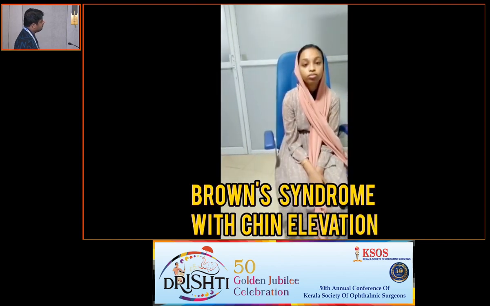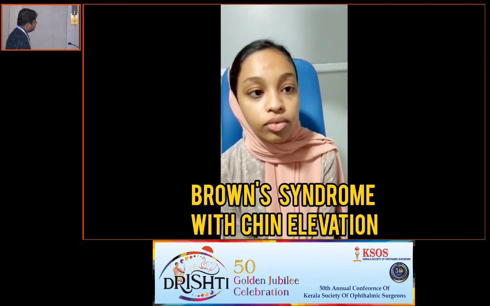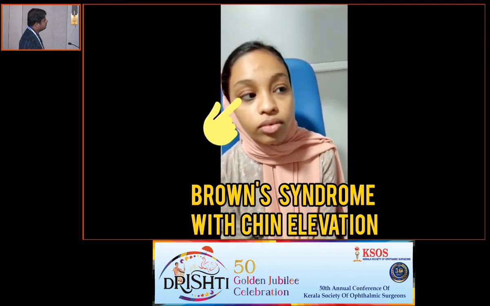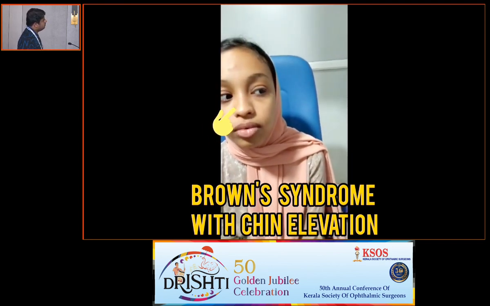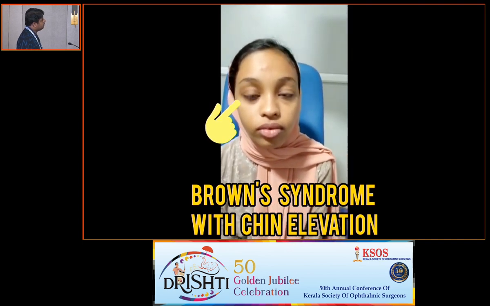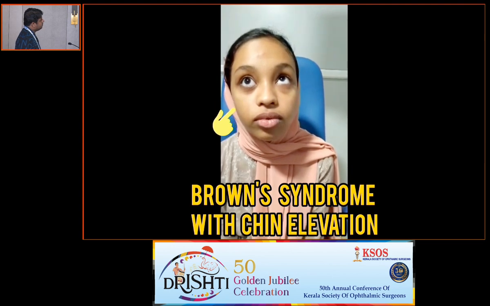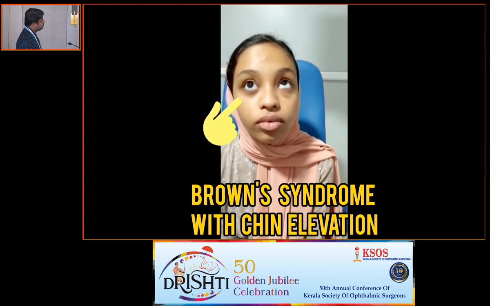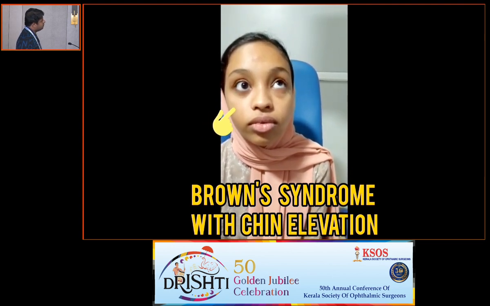This is the third case of chin elevation. Here one can see limitation of elevation in adduction in the right eye. This is because the child is suffering from right Brown syndrome. So the patient avoids up gaze by keeping the chin in the elevated position.